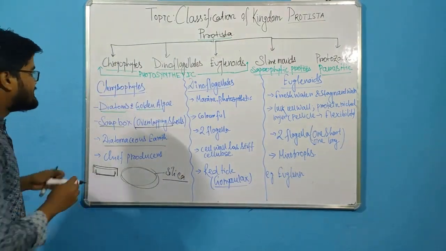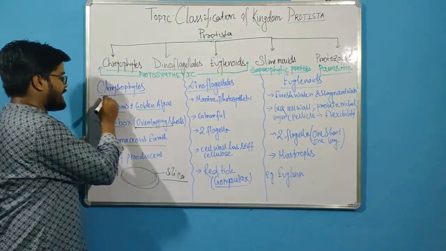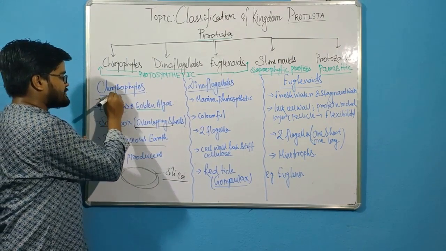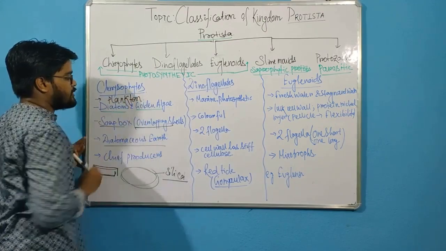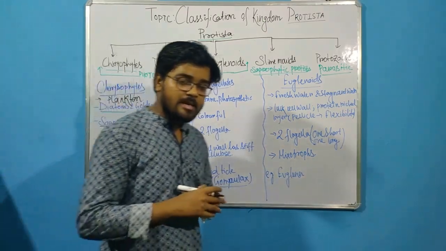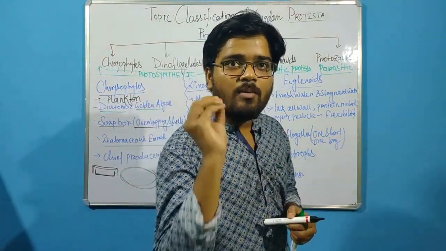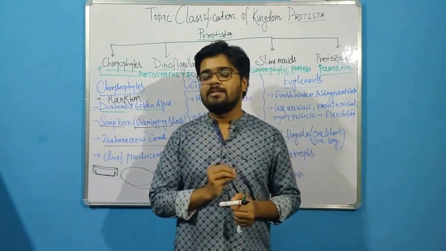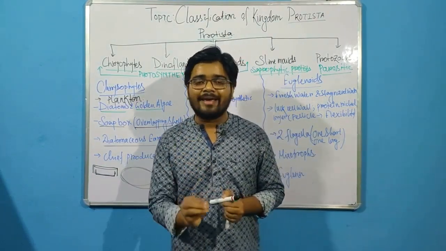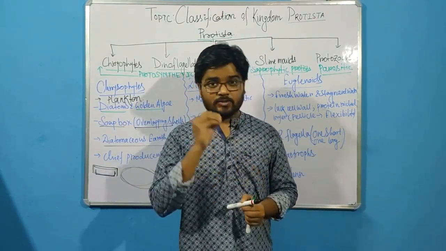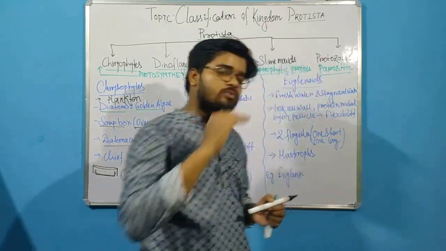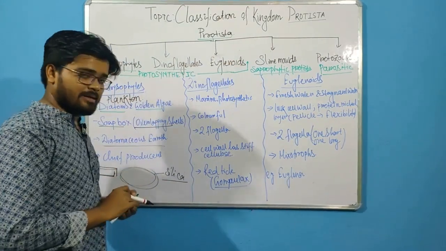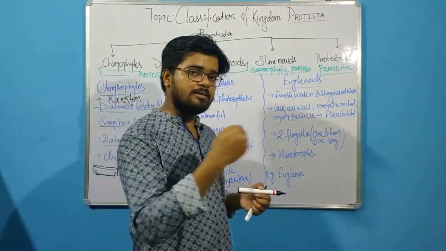But generally these chrysophytes serve as plankton. So what are plankton? Plankton are small microscopic organisms. They cannot move against the water current, so they move with the water current. With the help of the water current they will move.